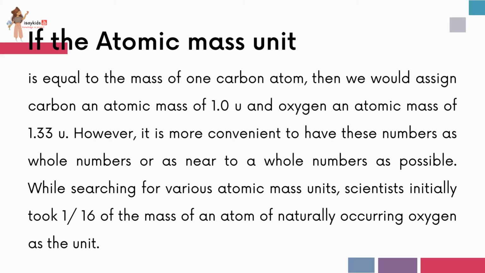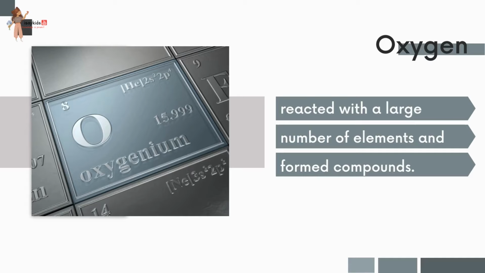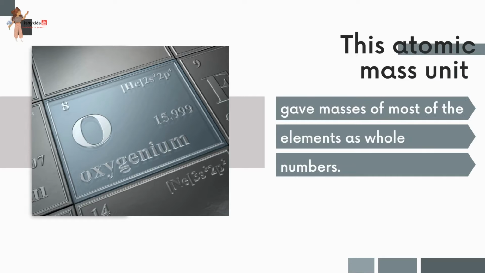However, it is more convenient to have these numbers as whole numbers or as near to a whole number as possible. While searching for various atomic mass units, scientists initially took 1/16 of the mass of an atom of naturally occurring oxygen as the unit. This was considered relevant due to 2 reasons. Oxygen reacted with a large number of elements and formed compounds. This atomic mass unit gave masses of most of the elements as whole numbers.